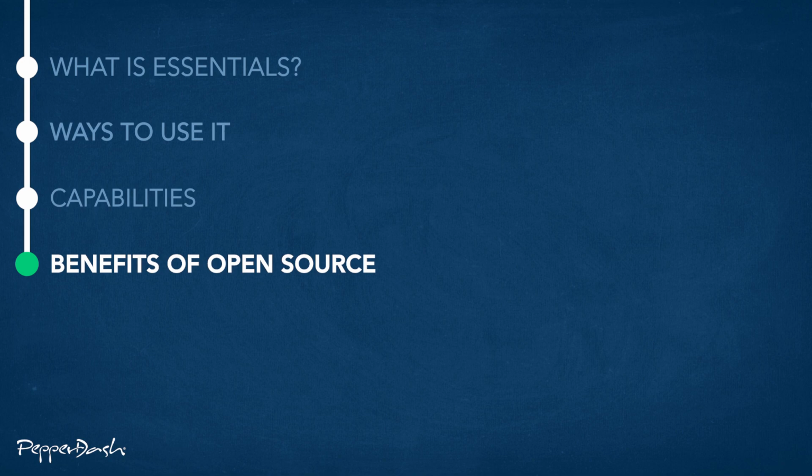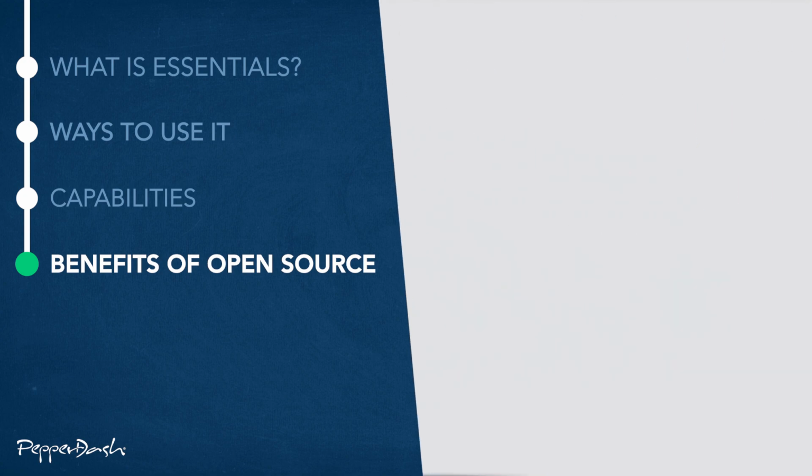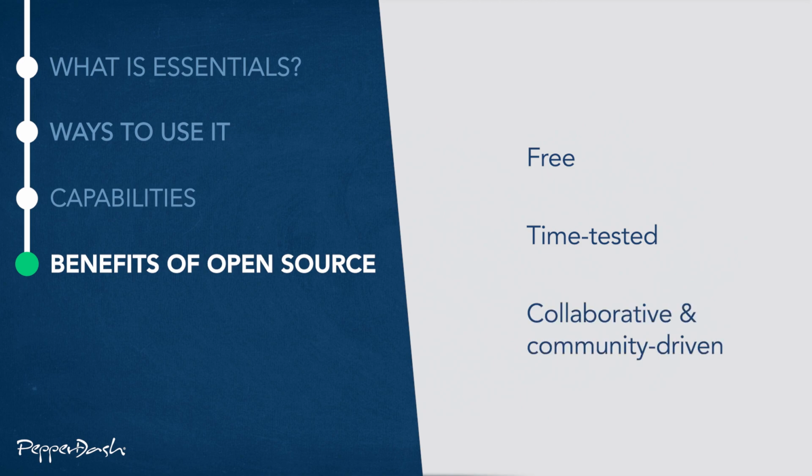Okay, so what are the benefits of open source? As an open source framework, Essentials is available to download, modify, and use for everyone around the world. What does that mean? Well, it's free for everyone, and you can download it right now. It's time-tested and a reliable, sturdy starting point. It's collaborative and community-driven, so we can all benefit from each other's investments. If someone creates a plugin to handle X and contributes that to the community, then we can all build off that developer's contributions.